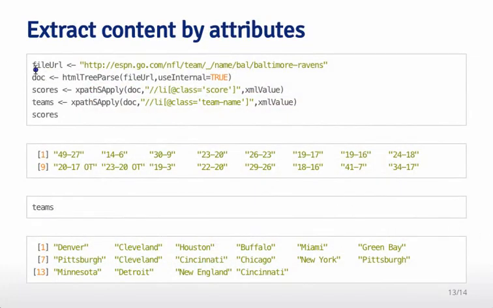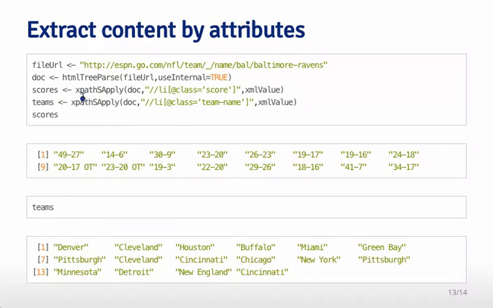So again, I'm going to pass it the file URL. This is the URL of that website if you go back to the previous page. And now, since I'm parsing an HTML file instead of an XML file, I'm going to use HTML tree parse instead of XML tree parse. They're different enough that you want to use HTML tree parse when you're parsing an HTML file. And then I'm going to pass it the command use internal equals true so that I can get all of the different nodes inside of that file.